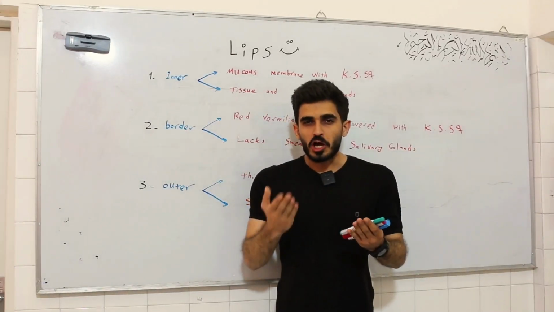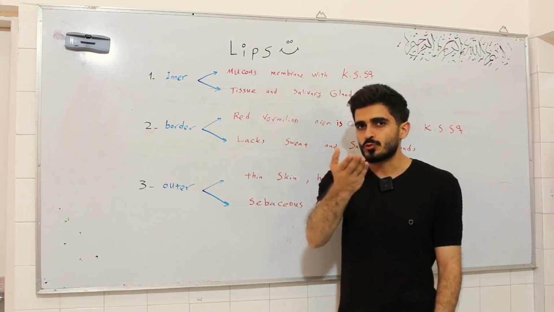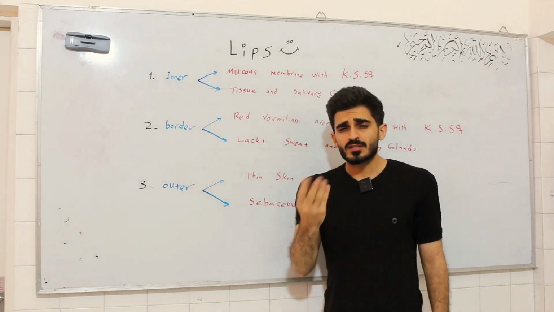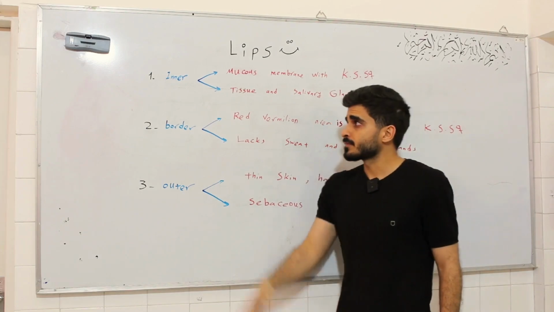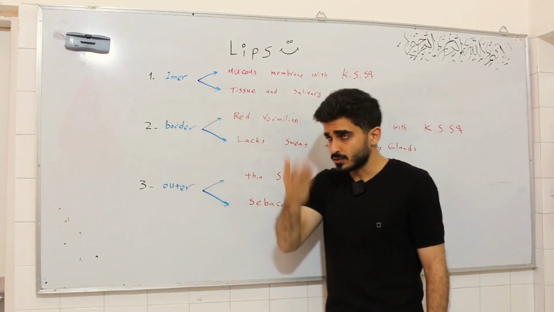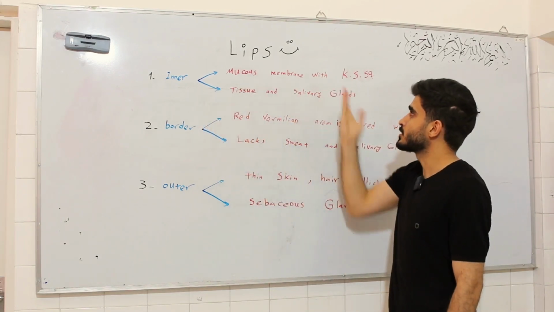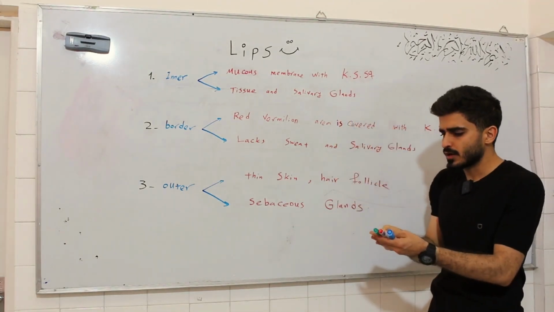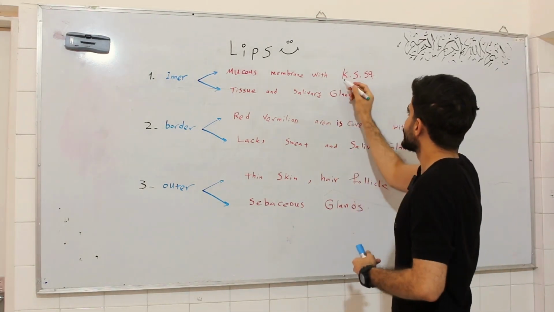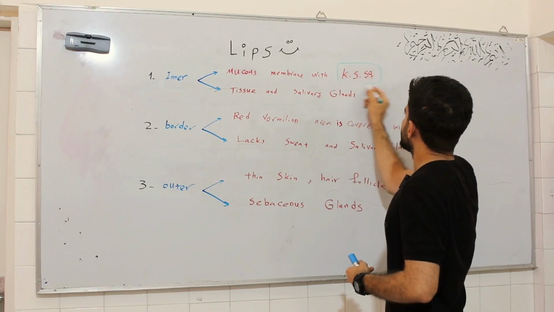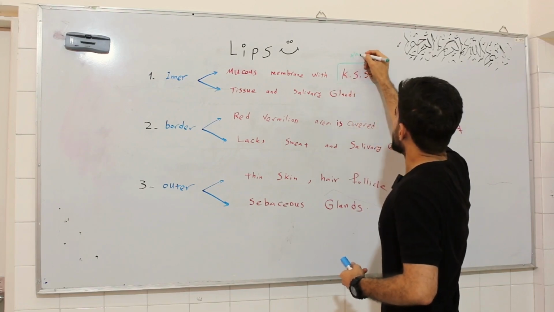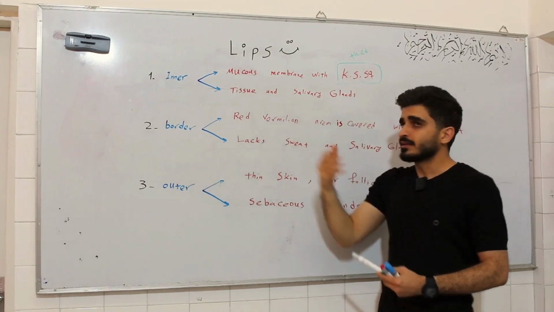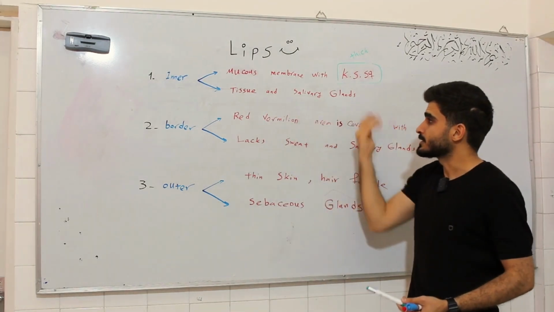In the last section, I'll explain the lips. Both lips have three distinct types of covering surface. The inner mucosal surface has a mucous membrane with a thick layer of non-keratinized stratified squamous epithelium. It is connective tissue and a large number of salivary glands.